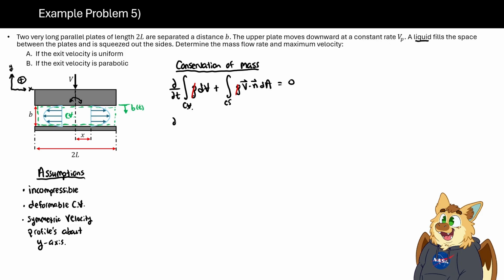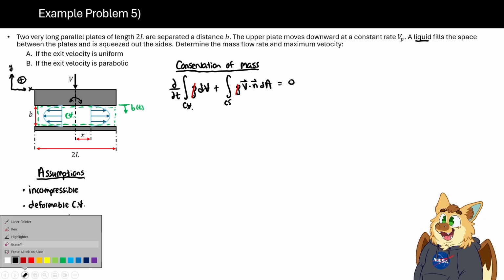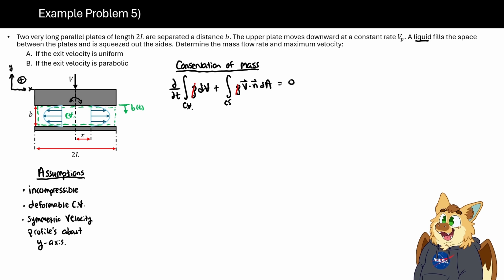and rewrite it out as del over del t integral. Actually, technically, we can just write this as a total derivative here at this point. So because dV is the only thing left in this integral for the control volume here, we can technically just write this as dV over dt plus, we have two control surfaces here. We have control surface 1 on the right and 2 on the left. But because they're symmetric, I'm actually just going to say we can multiply this term by 2.